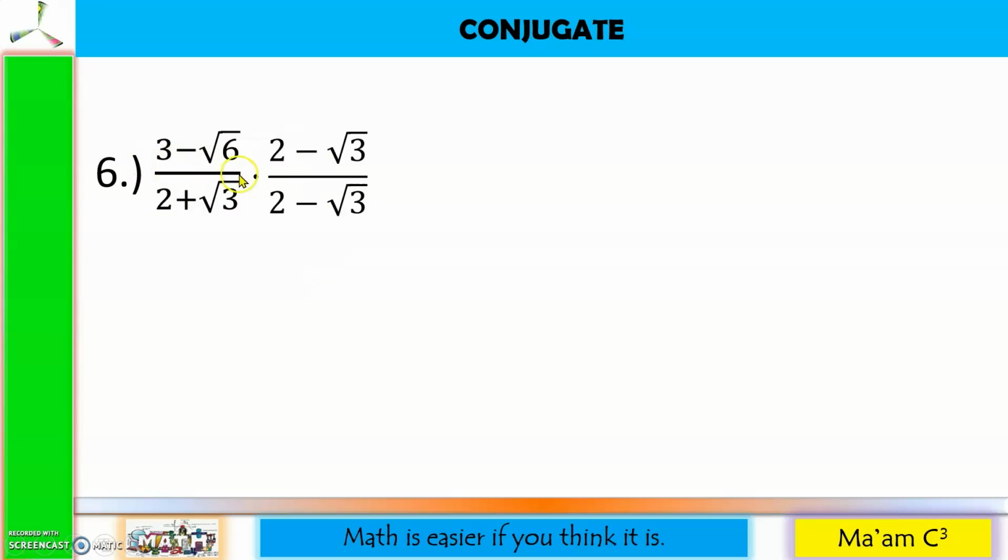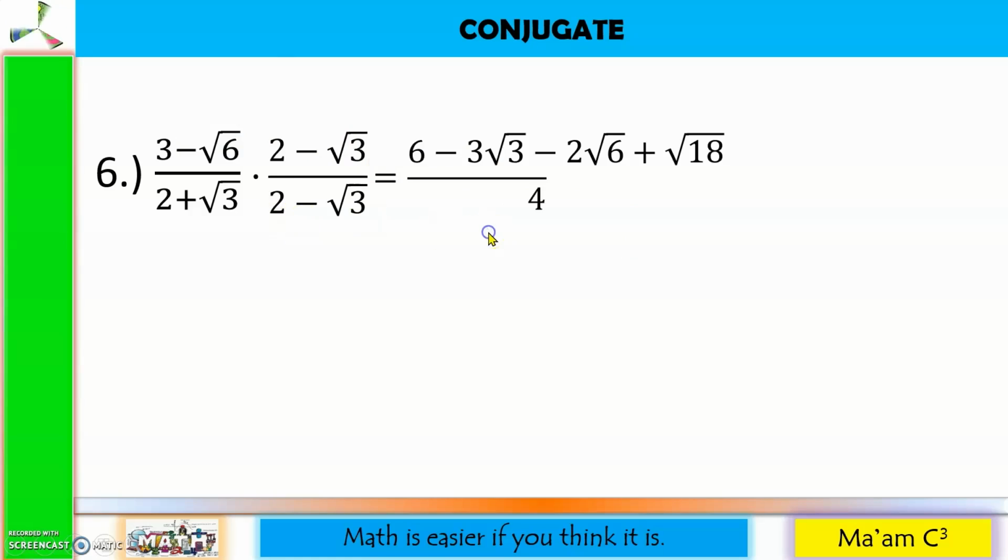Another one, the conjugate of this is 2 minus square root of 3. So this is a binomial times a binomial. I'm going to use FOIL method here. 3 times 2 is equal to 6. 3 times negative square root of 3 is minus 3 square root of 3. Negative square root of 6 times 2 is minus 2 square root of 6. Negative square root of 6 times negative square root of 3 is positive square root of 18. For the denominator, 2 squared is equal to 4.